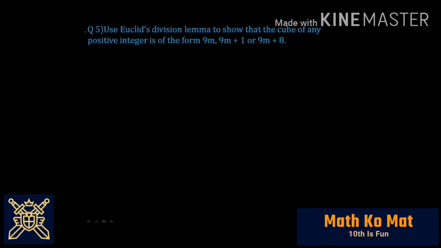So this is the question 5 of the exercise 1.1 of Maths NCERT of class 10th. In this question, use Euclid's division lemma to show that the cube of any positive integer is of the form 9m, 9m plus 1 or 9m plus 8. As you can see, we have to use Euclid's division lemma, so we have to make an assumption. Let a be any positive integer and b is equal to 3.